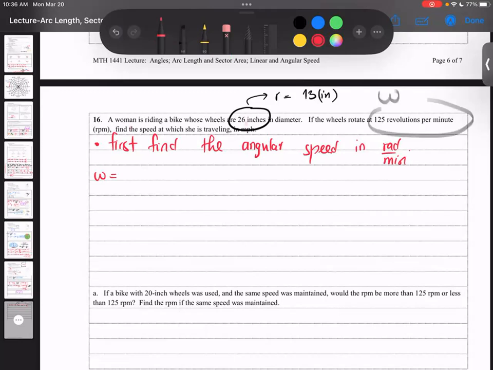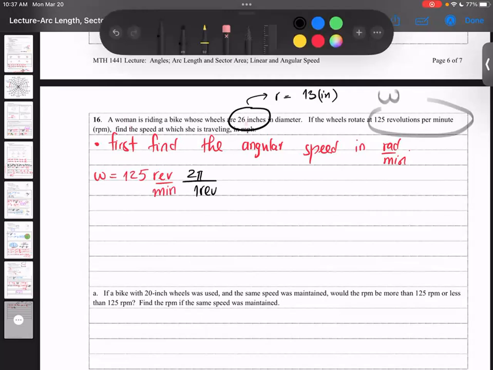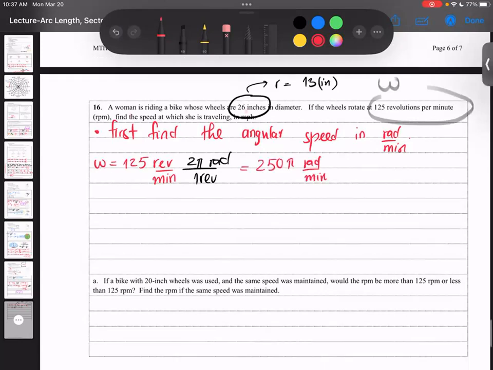But in revolution, right, we need to change it to radian. So 125 rev per minute, change it into radian. 1 revolution is equivalent to 2 pi radian, which is 250 pi radian per minute. Now we have the angular speed. We can calculate the linear speed, right? So now the linear speed v equal r times omega.